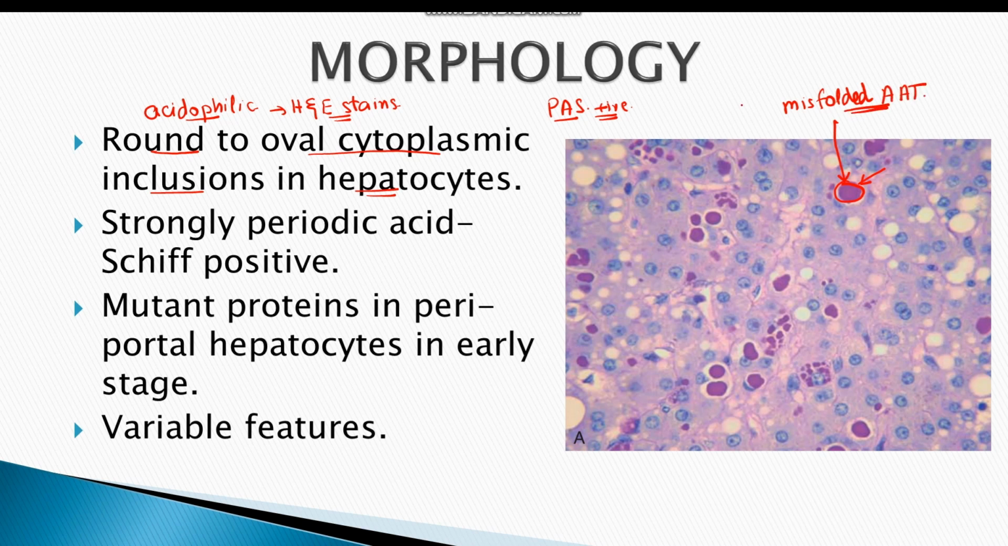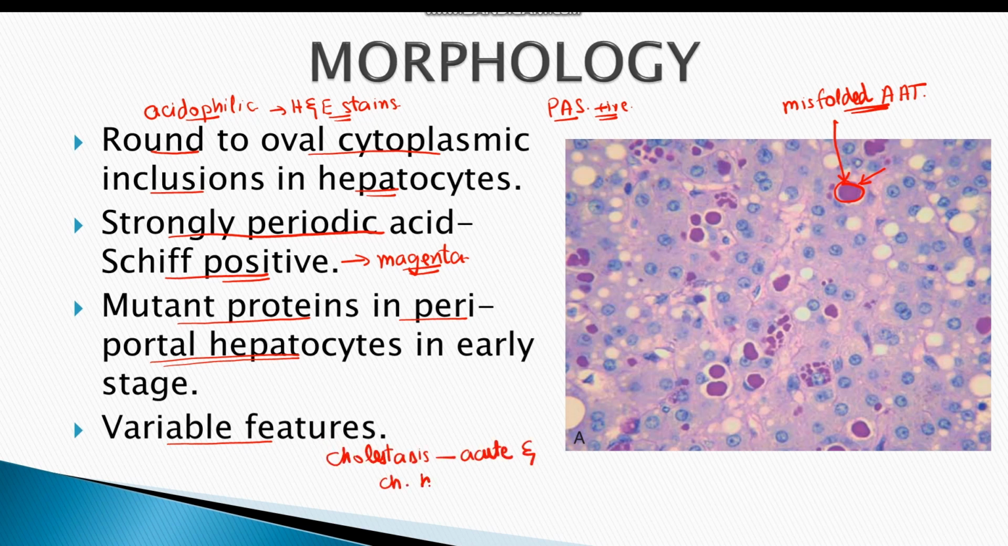protein. In the early stage of the disease, the mutant proteins or misfolded proteins can be demonstrated in the periportal hepatocytes. The disease has variable features on histology ranging from cholestasis to acute and chronic hepatitis.